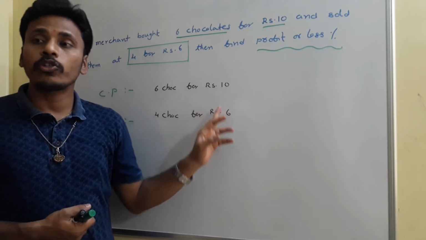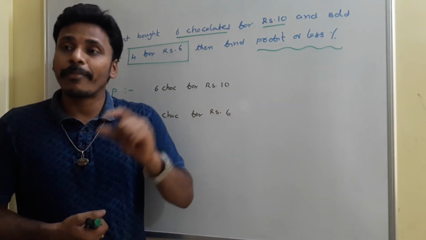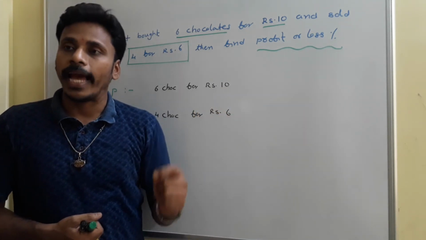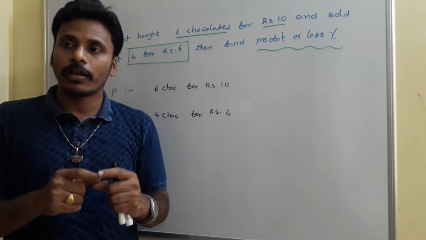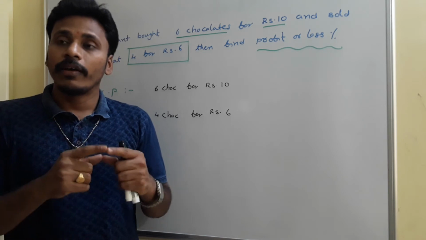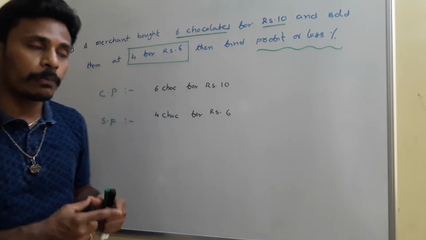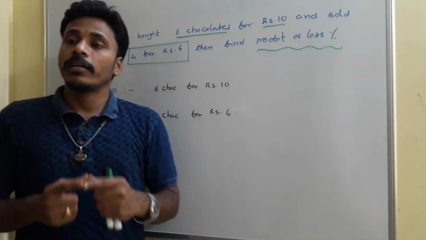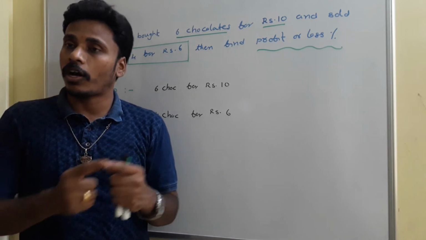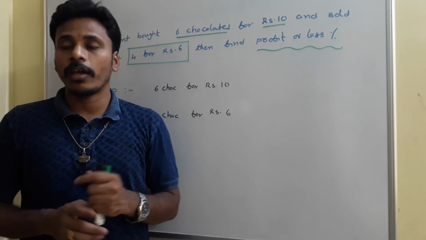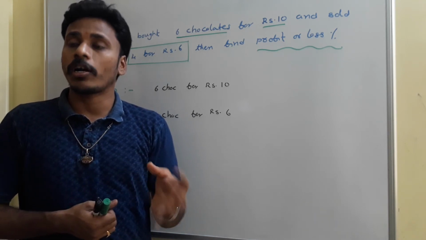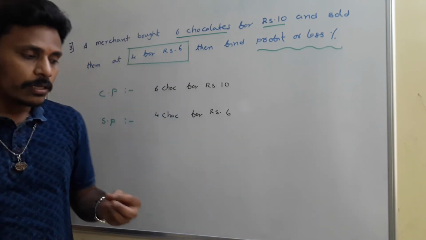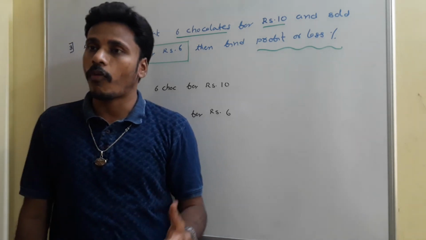Because these amounts do not correspond to the same number of quantities. While calculating profit or loss percentage, we need to be sure whether the number of objects, the quantity, is the same for the buying and the selling process. If it is not the same, then that information is not sufficient, not clear enough to calculate profit and loss percentage.